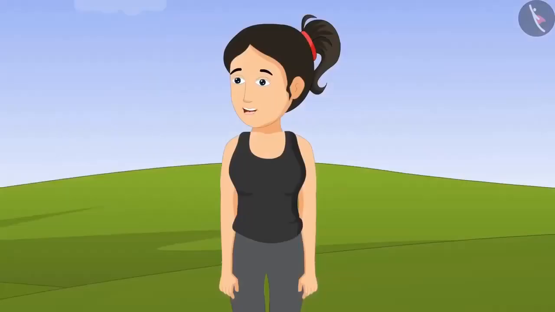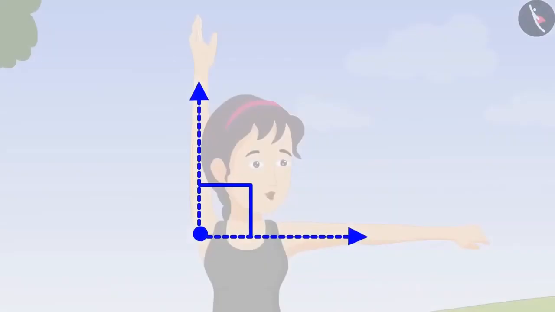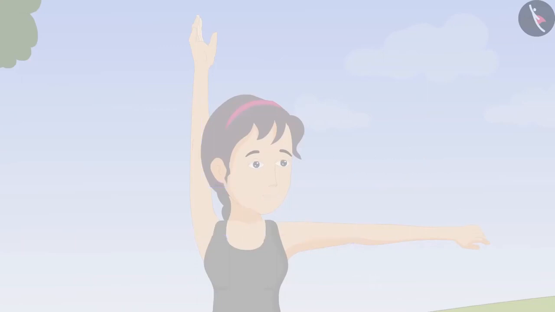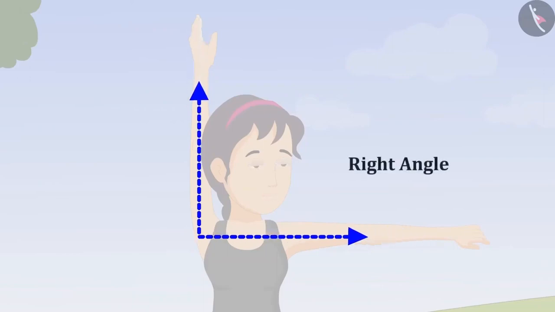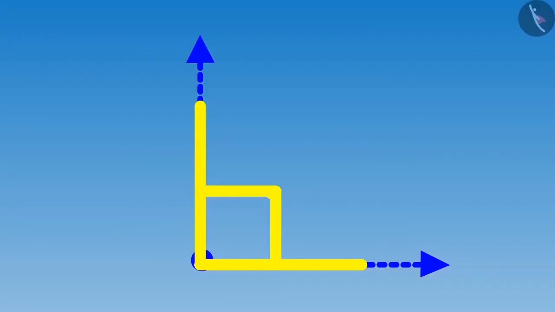"Oh yes, but Didi, why did you make only this angle?" This is a special angle. Every angle is either more or less than this angle. But the measure of this angle will always remain the same. This is called a right angle. When a vertical line joins a horizontal line, a right angle is formed between them. Got it, Riva? "Hey Didi, this looks like the letter L."